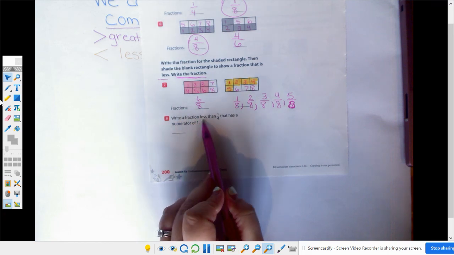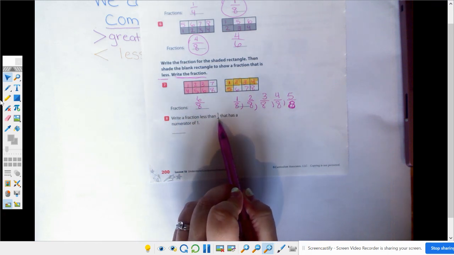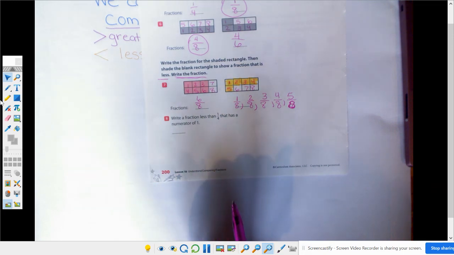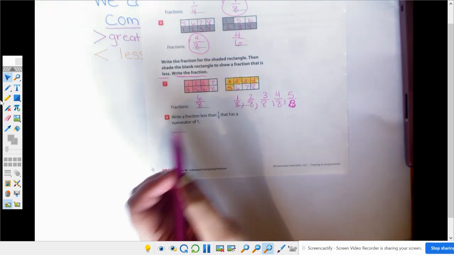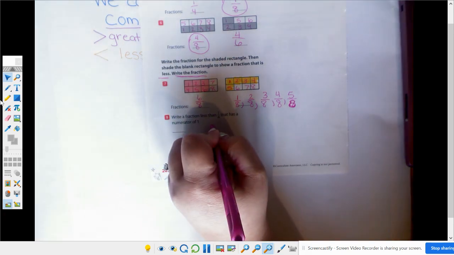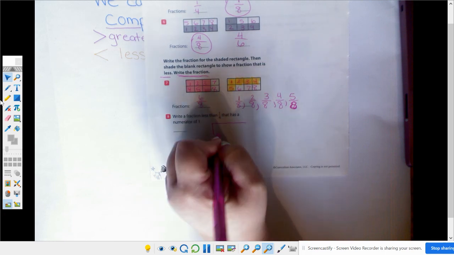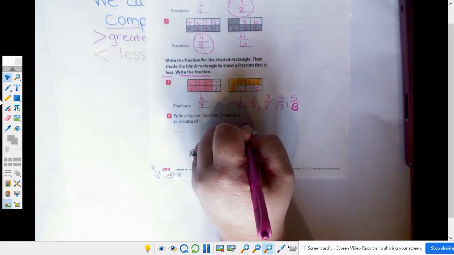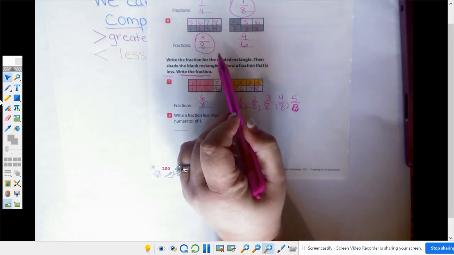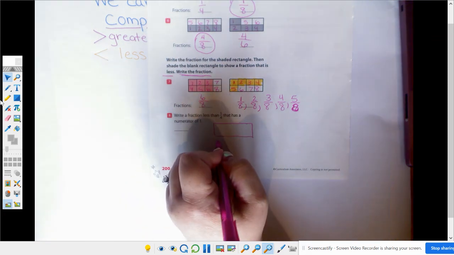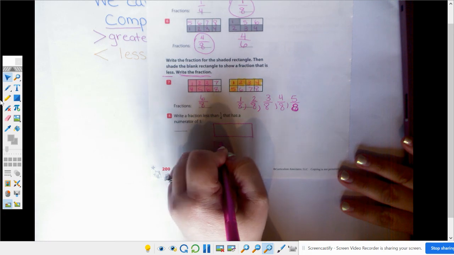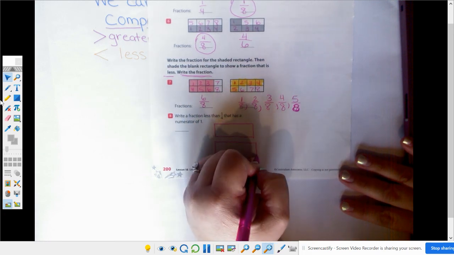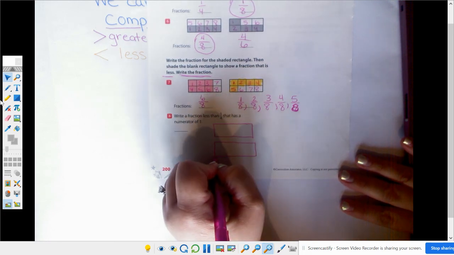question number 8. Write a fraction less than 1/4 that has a numerator of 1. Ooh. So I'm going to draw a model to help me with this. I prefer these rectangles because I just think they're easier to draw for me. And I know that this sheet has had you doing them side by side. I prefer to do them above each other, like one up top and one below. That helps me make sure that they're equal, and it makes it easier for me to compare when I'm drawing myself.